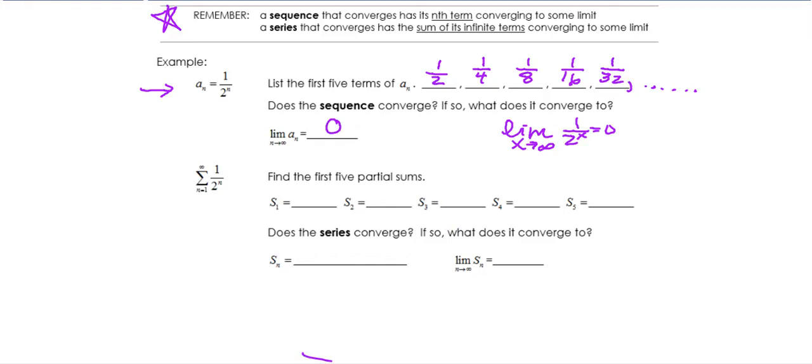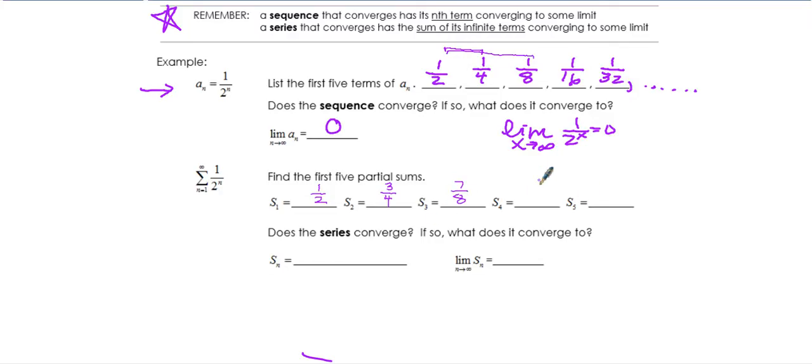Now let's take a look at what happens if we start adding these terms together. S with the subscript of 1 just means the sum of the first term, which is just the first term. S with the subscript of 2 is the second partial sum. That means we're going to add the first 2 terms together, 1/2 plus 1/4. So the second partial sum would be 3/4. For the third partial sum, we add all of the first 3 terms together. We already know the first 2 add up to 3/4. You add 1/8 to that, and that's going to be 7/8.